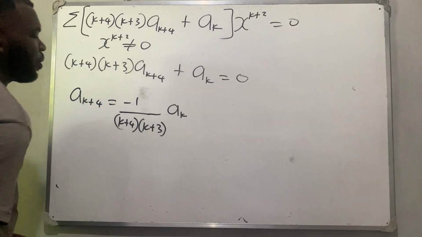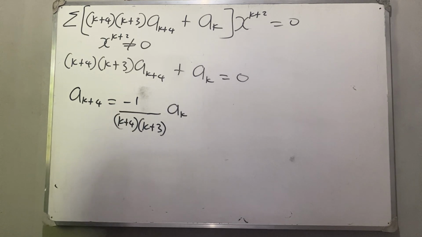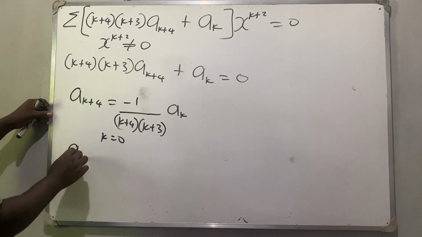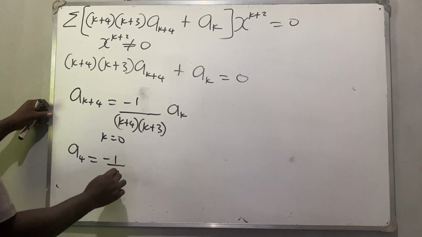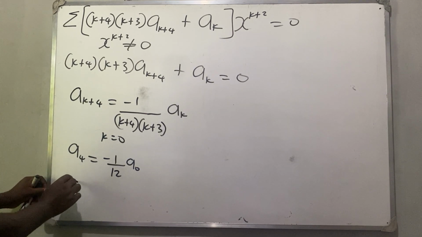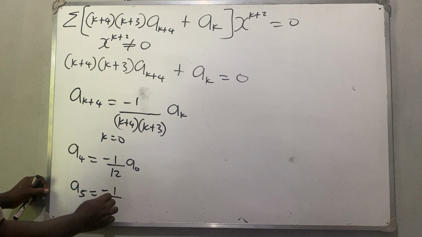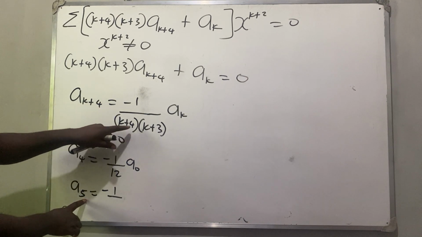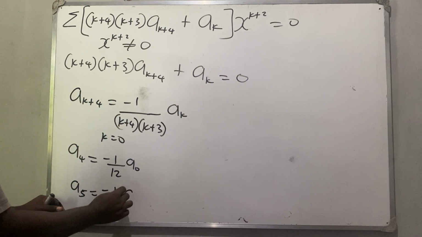So now let us find when k is 0, when k is 1, when k is 2, when k is 3. If k is equal to 0, we now have that a4 is equal to minus 1 over 3 times 4, 12, minus 1 over 12 a0. When k is 1, we have a5 is equal to minus 1 over, 1 plus this is 5, 1 plus this is 4, so 5 times 4 is 20. So minus 1 over 20 a1.